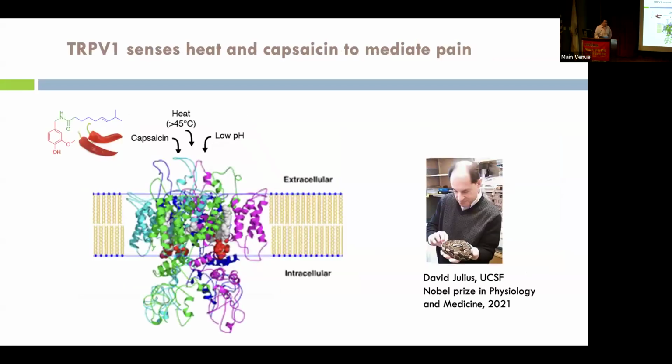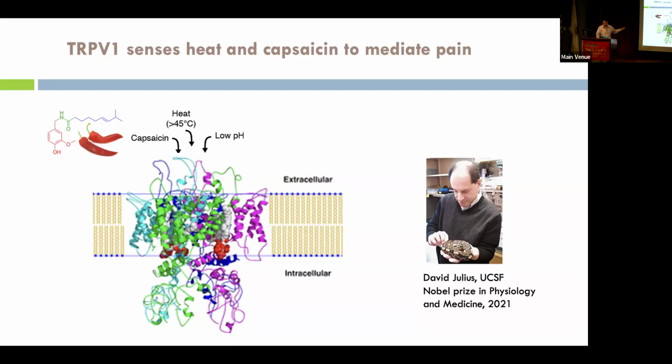So how do these neurons sense noxious stimuli? Well, one mechanism is through ligand-gated ion channels, such as TRPV1, which was discovered by David Julius, who won a Nobel Prize for the discovery. This particular ion channel is gated by capsaicin, the active ingredient in chili peppers that causes that spiciness, right, or pain.